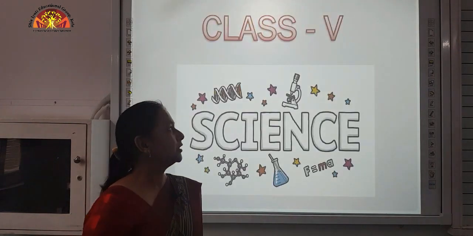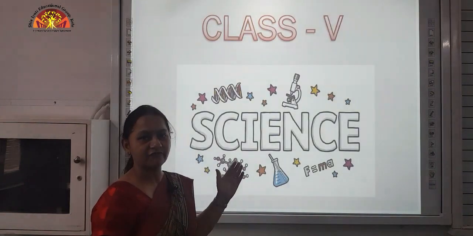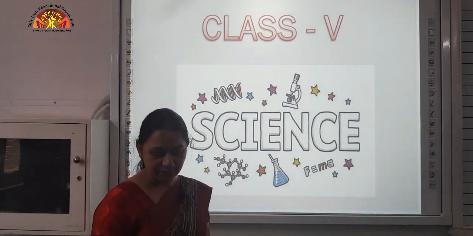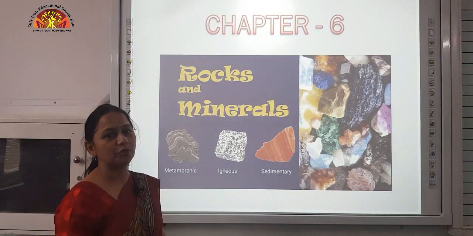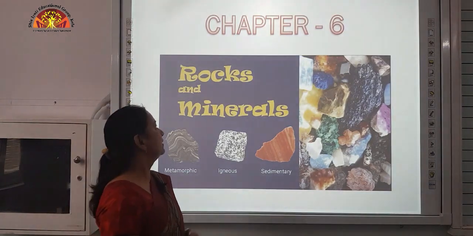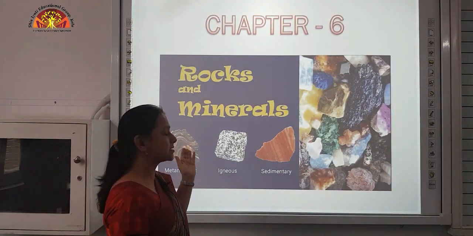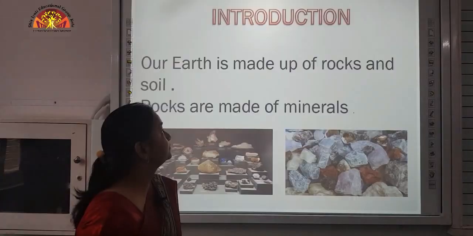Today we are going to take class 5 science, and the chapter that we are going to take up is chapter number 6 from your book Science Success, and the chapter name is Rocks and Minerals.